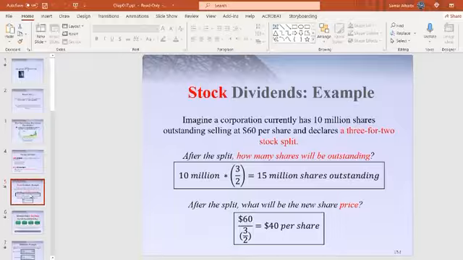Think of it like this. Every share becomes 1.5 shares. 3 divided by 2 is 1.5, right? Okay, every share will be 1.5. If you have 10 million, this will be 15 million after you increase by half, after the split.